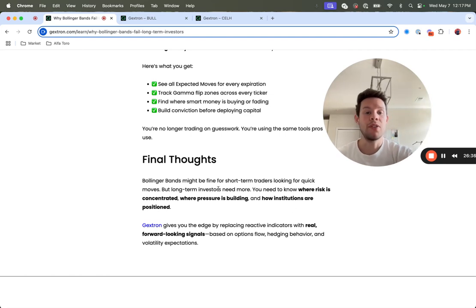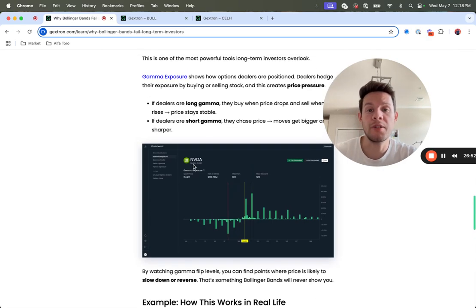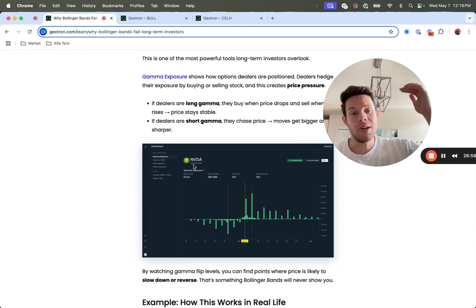My point is, use math, use the DIY version if you want to, use expected move, use gamma exposure levels, use implied volatility, use the option flow screener, and then you'll know where to buy. Like where is oversold and where is overbought. Where do I need to buy the dip and where do I need to hedge my long-term investments?